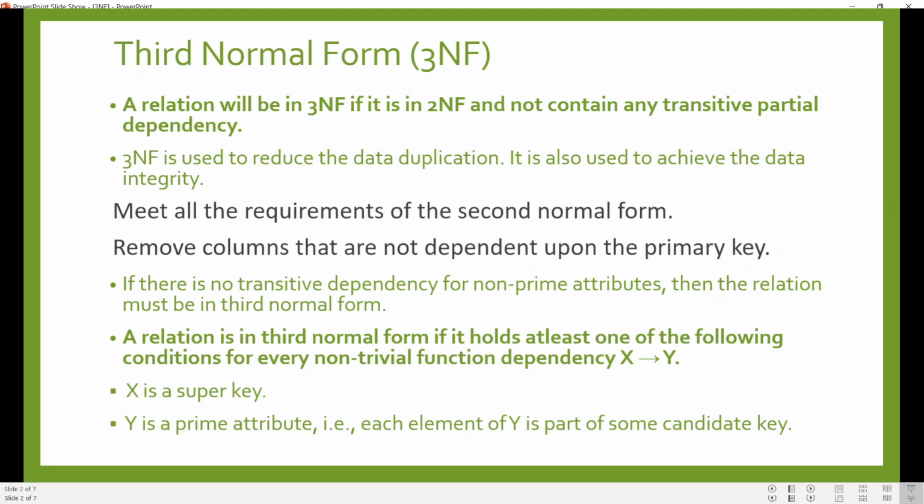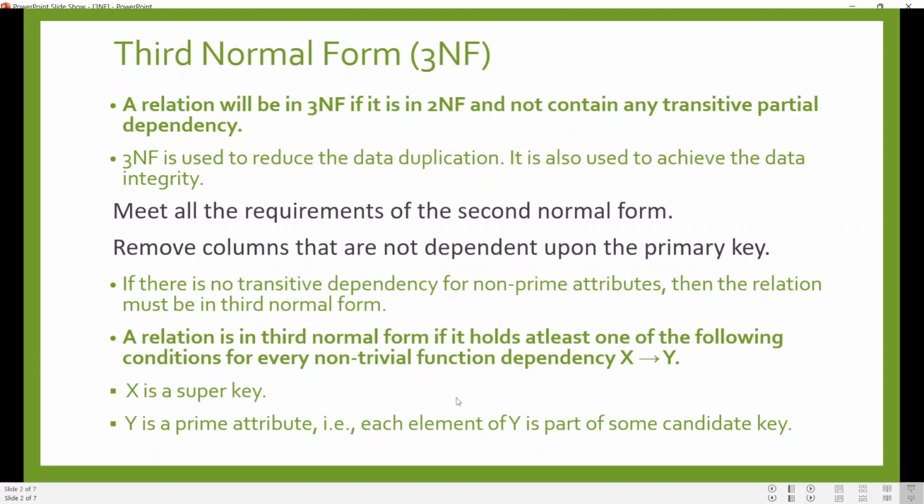So basically this third normal form meets all the requirements of the second normal form, and we have to remove columns that are not dependent upon the primary key. So if there is no transitive dependency for non-primary attributes, then the relation is said to be in third normal form. So there shouldn't be any transitive dependency for non-primary attributes.